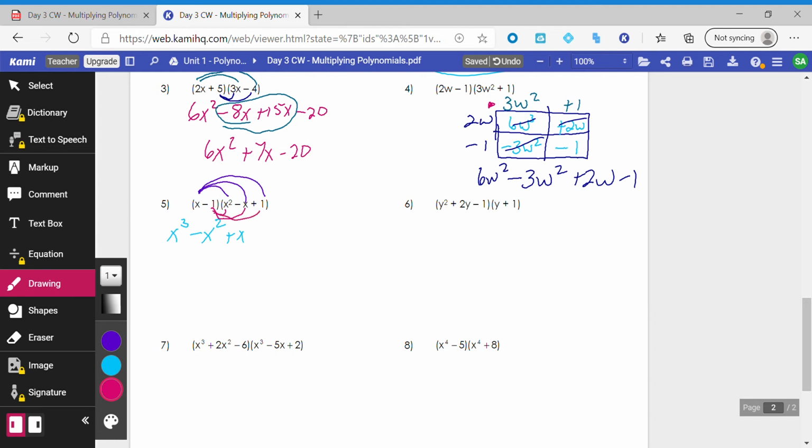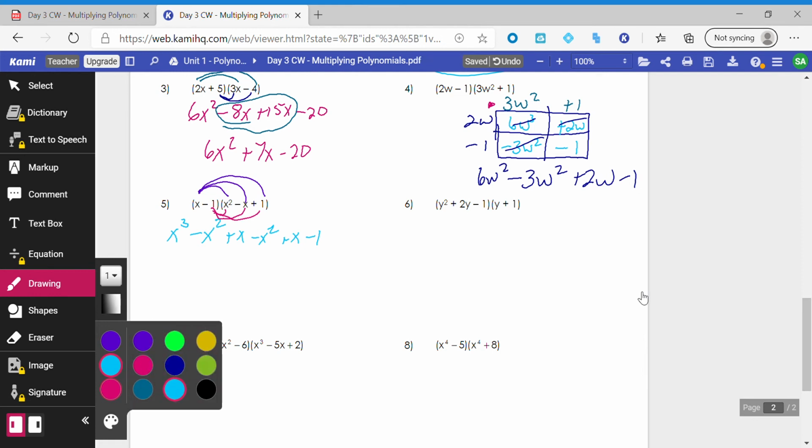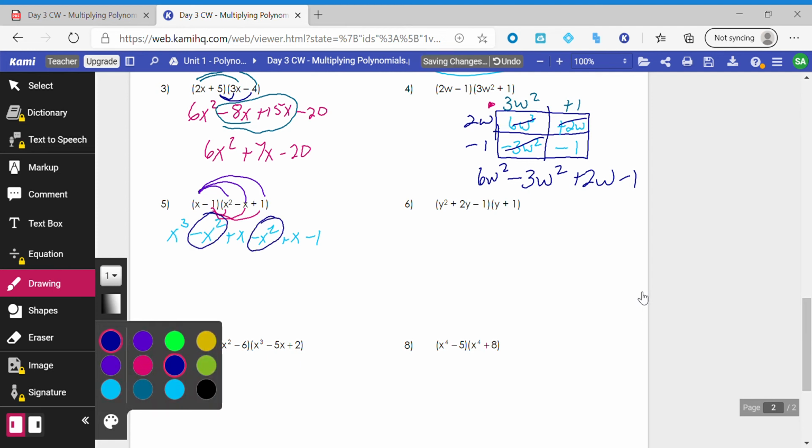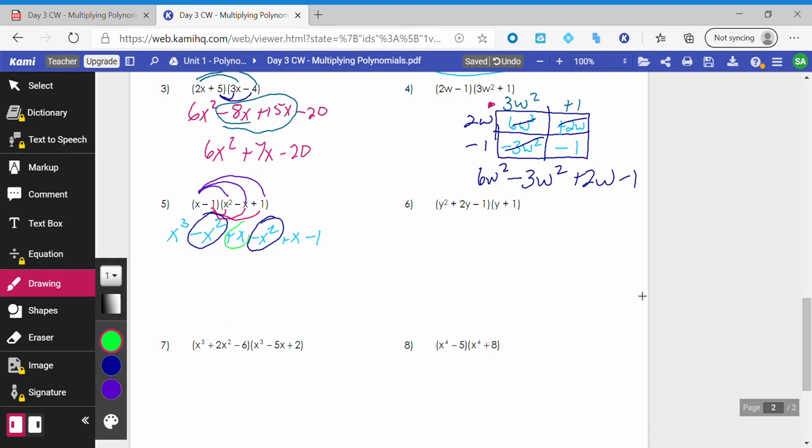Again, I multiply times all 3 items in the other one. So negative 1 times x squared, so minus x squared. Negative 1 times negative x, so plus x. And then negative 1 times 1, minus 1. I look for common terms, so same base with the same exponent. So I see I have a negative x squared and a negative x squared. I also have a positive x and a positive x. So those I can combine together. So notice I highlighted in the same color. Those are the ones that I can combine together.